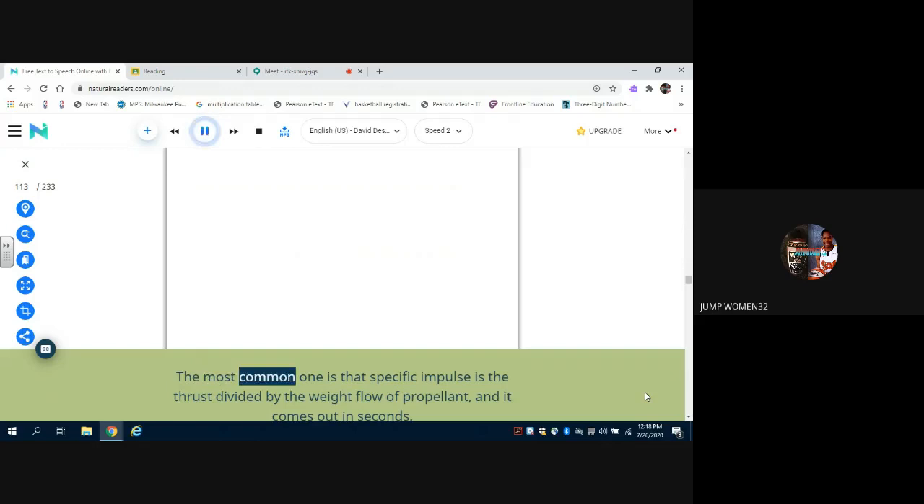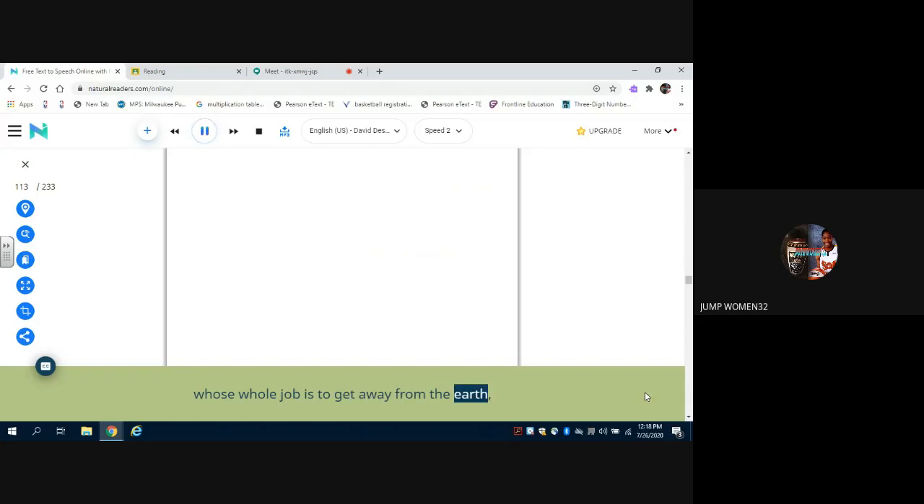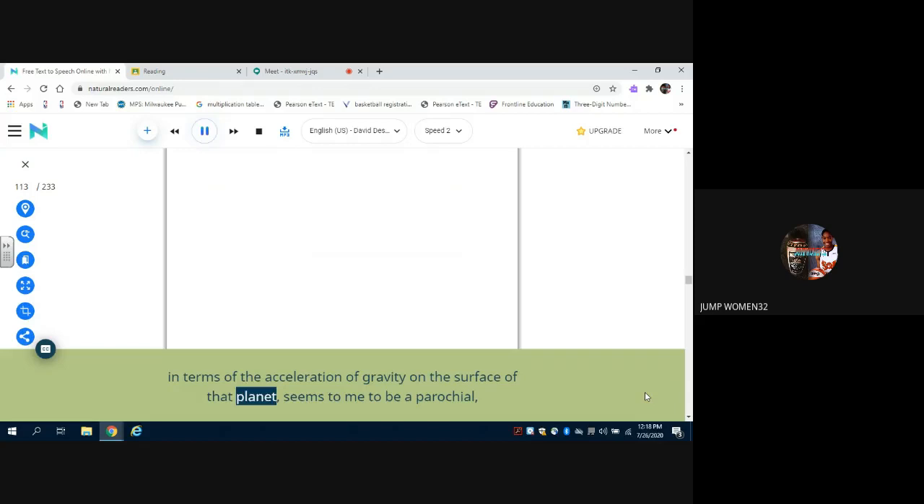The most common one is that specific impulse is the thrust divided by the weight flow of propellant, and it comes out in seconds. Putting the acceleration of gravity into the equation did that, but specifying the performance of a rocket, whose whole job is to get away from the Earth, in terms of the acceleration of gravity on the surface of that planet, seems to me to be a parochial, not to say a silly procedure.